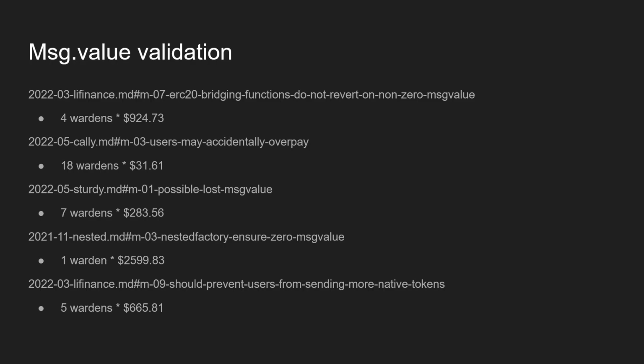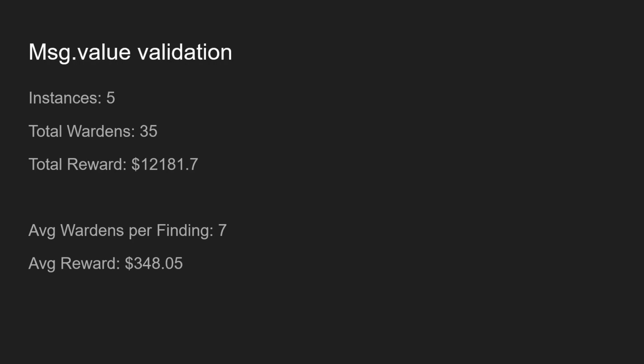Validating message.value has come up 5 times in previous audit contests, and you can see in this audit contest in particular, the Kali one, it was found by 18 wardens and the payout was only $31. So it kind of goes to show that the competition in auditing has gone up quite significantly and the payouts are not as good as they used to be. So these are the stats for message.value validation, the average reward calculating to be $348.